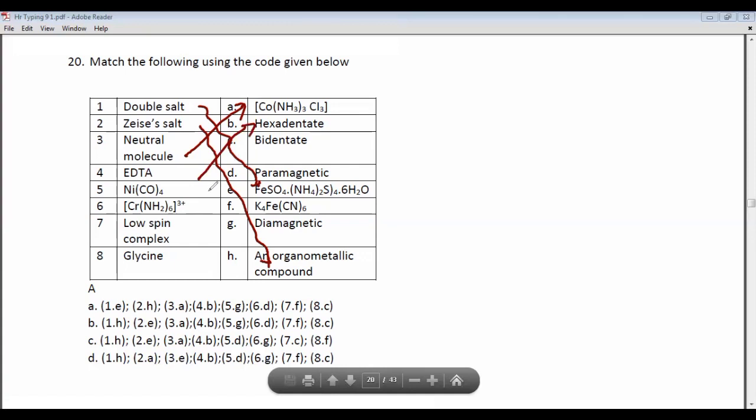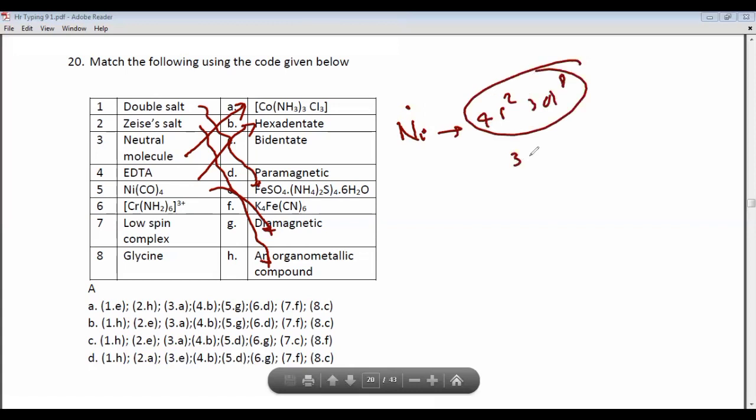5, Ni(CO)4. This Ni(CO)4 is diamagnetic. Nickel in zero state, 4s2 3d8. Yeah, perfect. That's diamagnetic, I'm sorry. This has an effect of 3d10. Fine, that's diamagnetic. That's correct. 6 is D. Yeah, this is paramagnetic because chromium +3 always has 3 unpaired electrons.